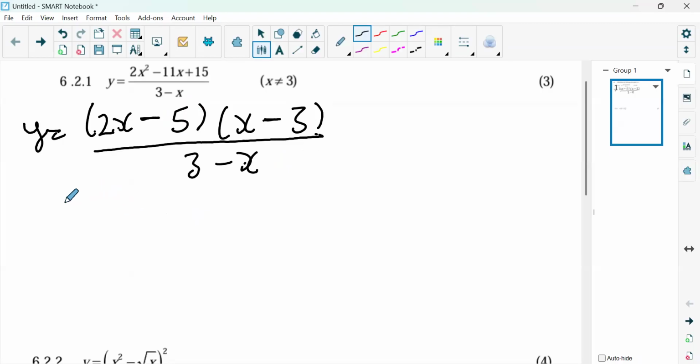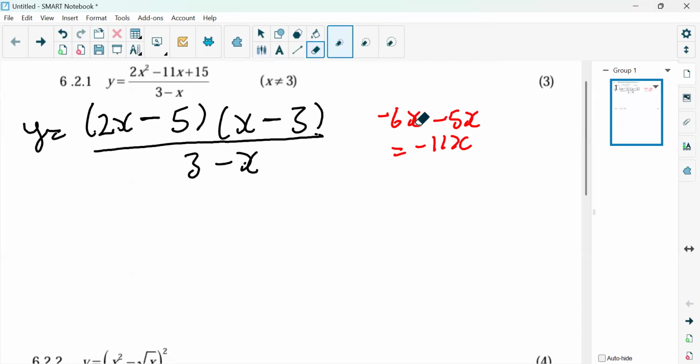Now let's not try to be heroes and just confirm it. Again, I'm going to say 2x multiplied by 3 gives me minus 6x. And minus 5 multiplied by x gives me minus 5x. So you see these things, they give us the middle term. We're going to continue with this.